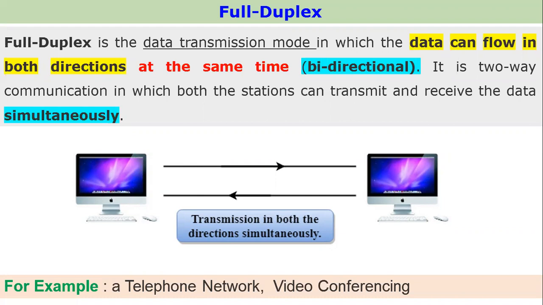A good example here is a telephone conversation, right? A normal telephone conversation or video conferencing are good examples for full duplex transmission type. Right, that's about transmission mode.